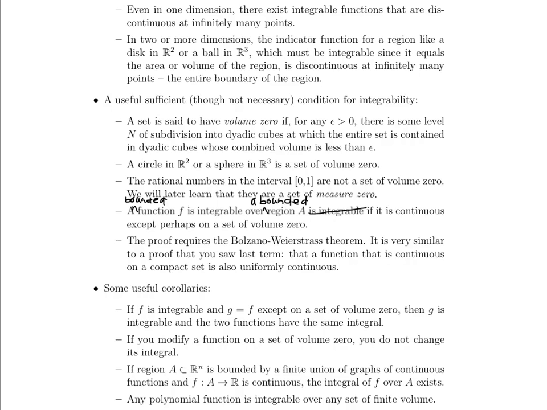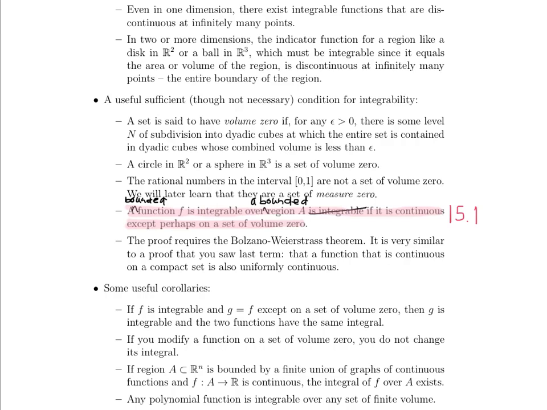Putting all this together, and note that I edited this a little bit to be more detailed, though your version will have these edits in it: a bounded function f is integrable over a bounded region A if it is continuous, except perhaps on a set of volume 0. So a function can be discontinuous, but those discontinuities have to happen on a set of volume 0. And this right here is going to be your proof 15.1 this week.